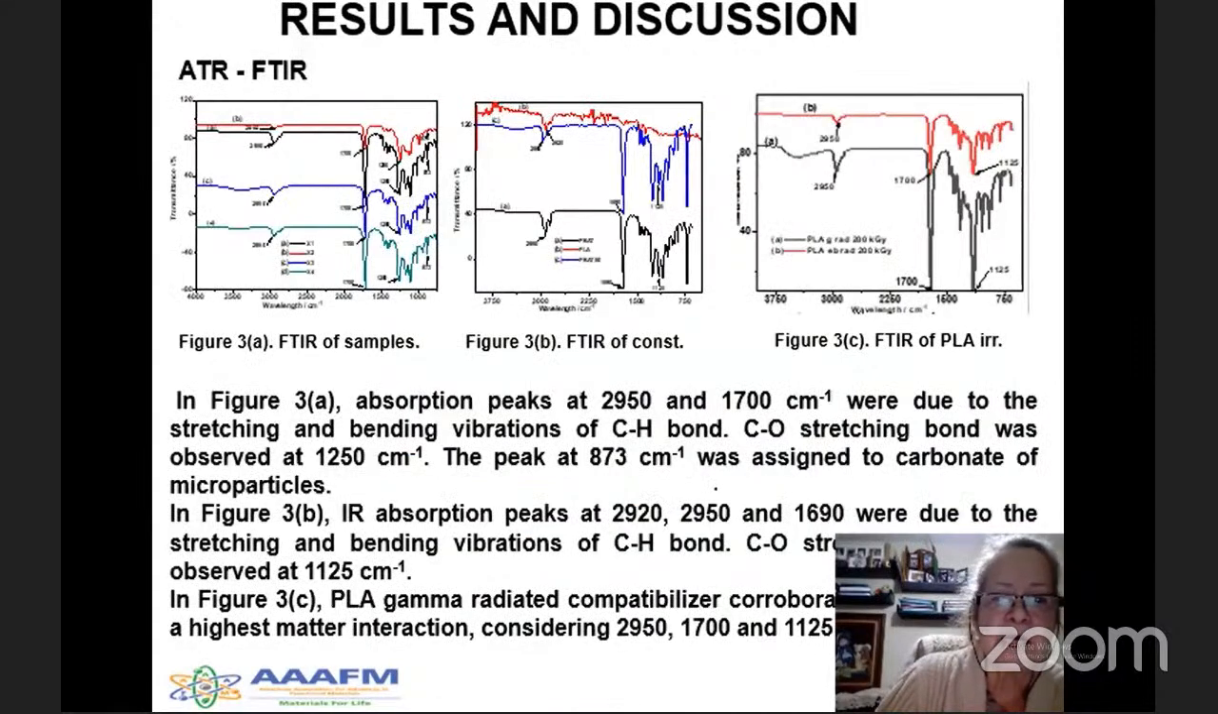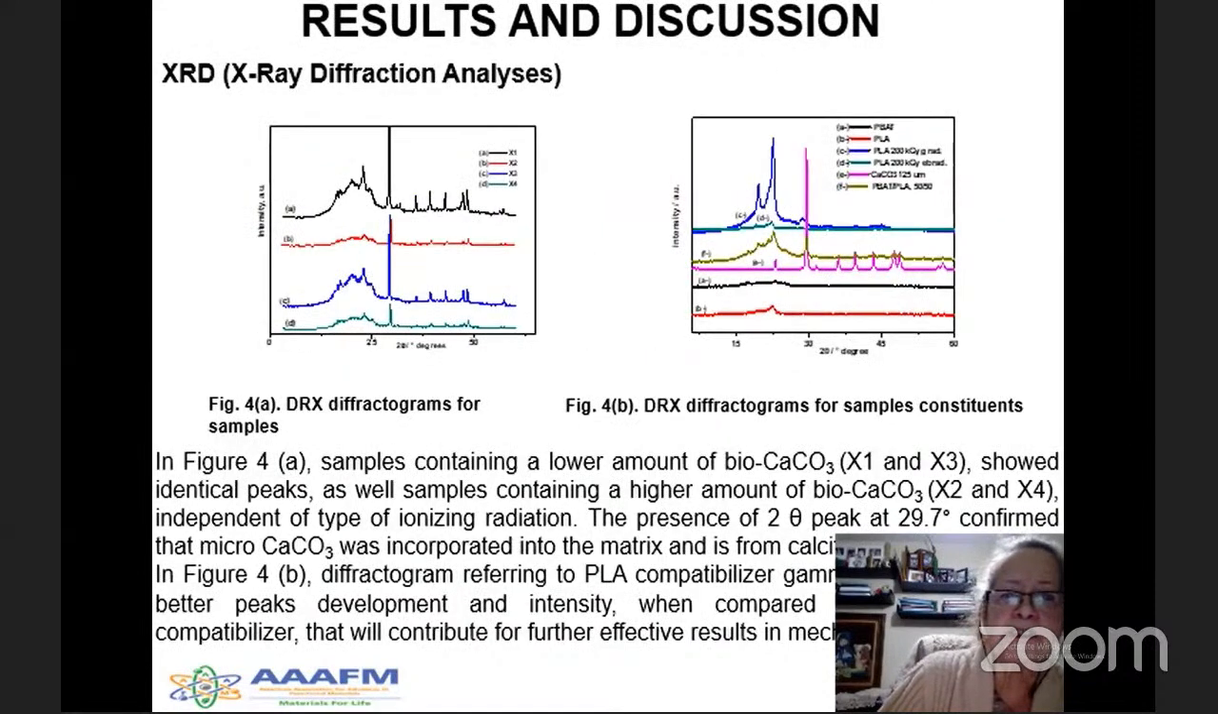For FTIR, the first graph, 3A, is FTIR of samples, 3B, FTIR of constituents, and 3C, FTIR of irradiated PLA. XRD, X-ray diffraction analysis: we have for A, XRD diffractograms for samples, and for B, XRD diffractograms for sample constituents.